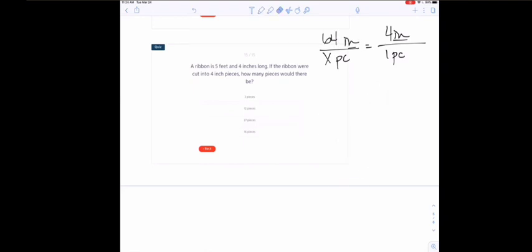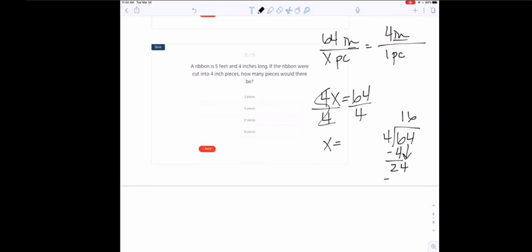Now let's cross multiply that. X times 4 is 4x, and 64 times 1 is 64. I'm going to divide by 4 on each side so I can isolate that x. And 64 divided by 4: 4 goes into 6 one time. 6 minus 4 is 2. 4 goes into 24 6 times. 24 minus 24 is 0. There's nothing else to bring down. My answer is 16 pieces.